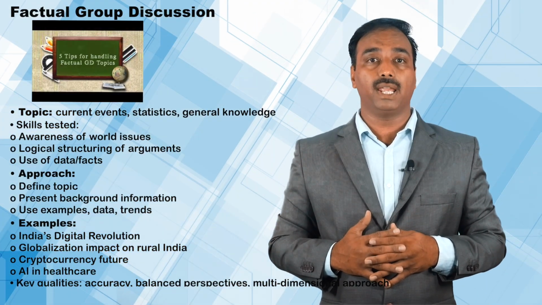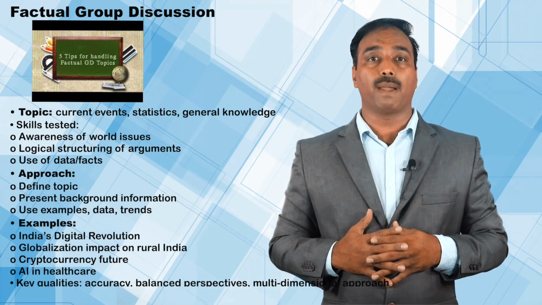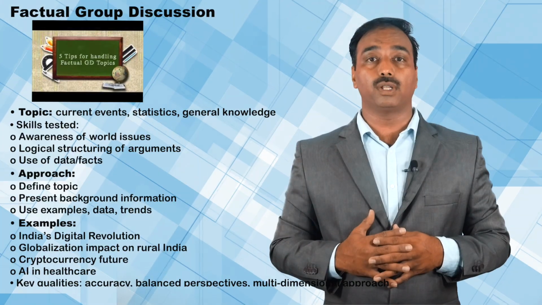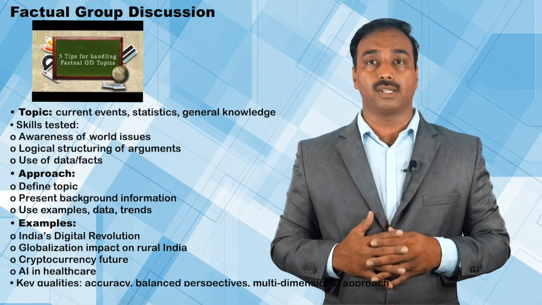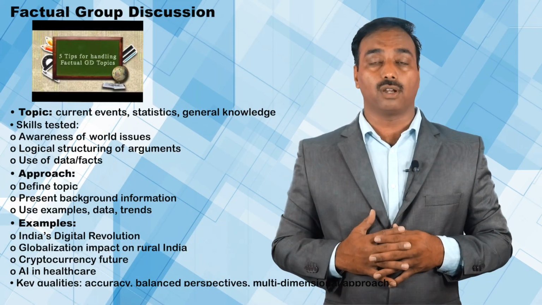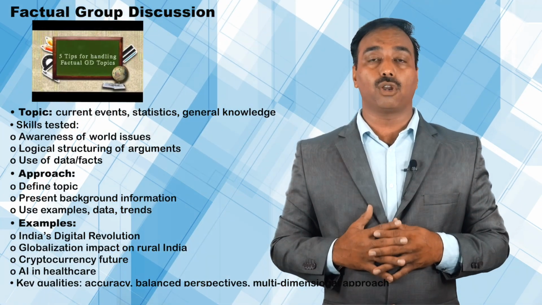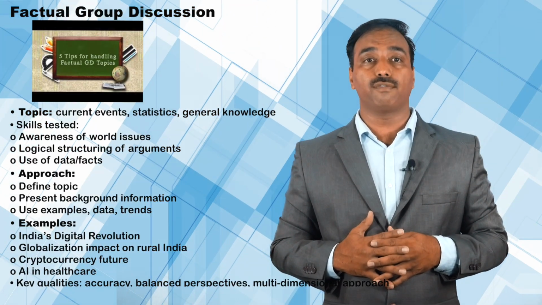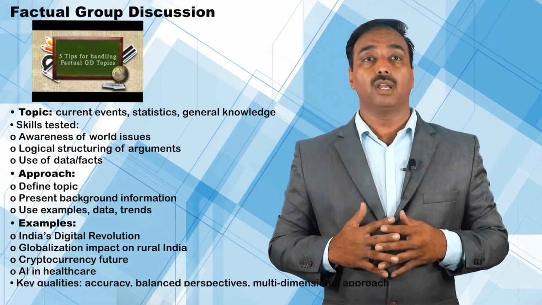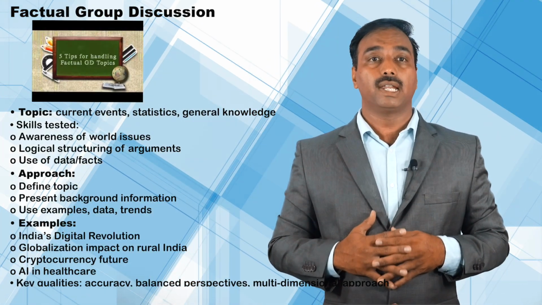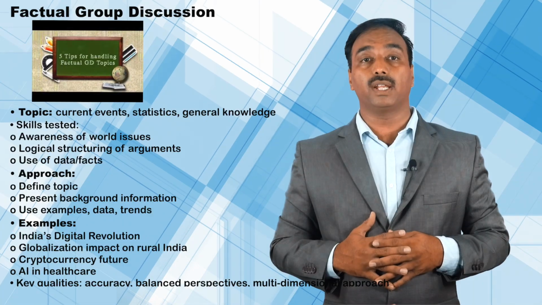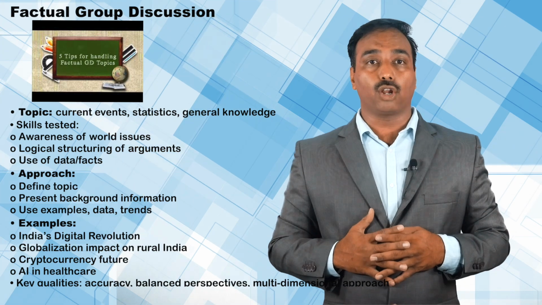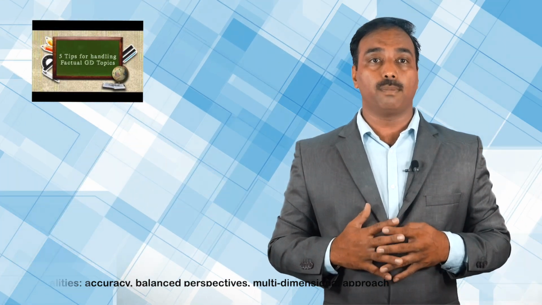Participants should ideally begin by defining the topic or presenting background information. From there, they should bring in examples, data, and trends to support their argument. This type tests the participants' awareness, articulation, and ability to structure factual content in a persuasive and logical manner. It is important not to rely on opinion alone, but to base arguments on verified information. Participants who can bring a balanced view and use facts to validate their points tend to stand out. Factual GDs also encourage a multidimensional approach where the topic can be viewed from political, economic, technological, and social perspectives.